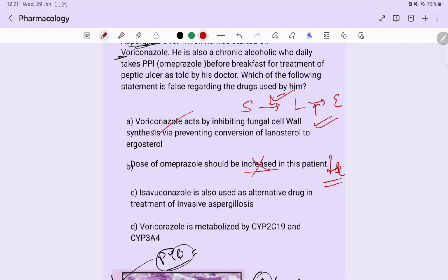Isavuconazole is a new drug which is now being used for treatment of invasive aspergillosis. And yes, you should learn this. Voriconazole is metabolized by CYP2C19 and CYP3A4.